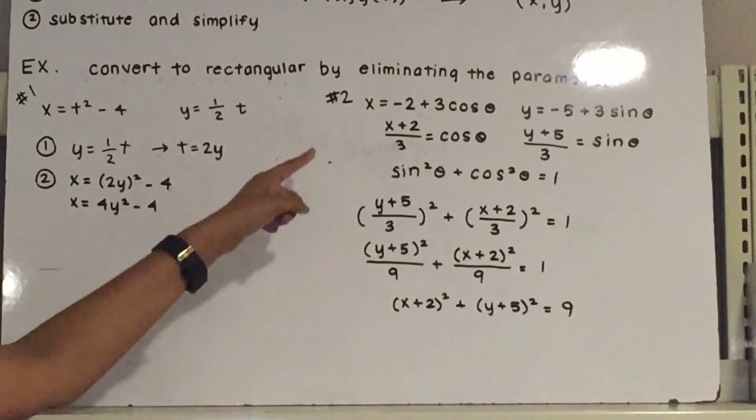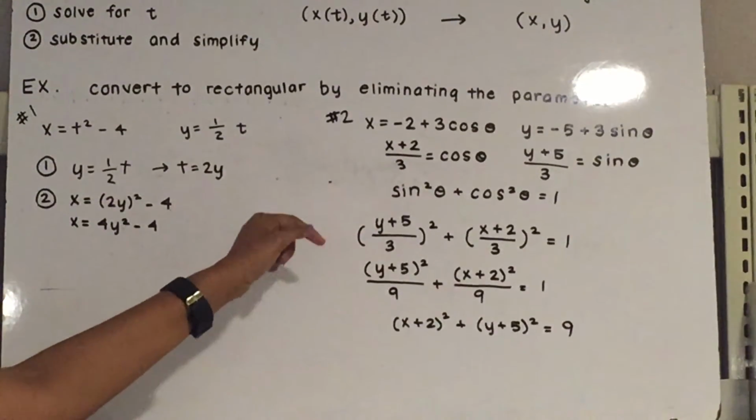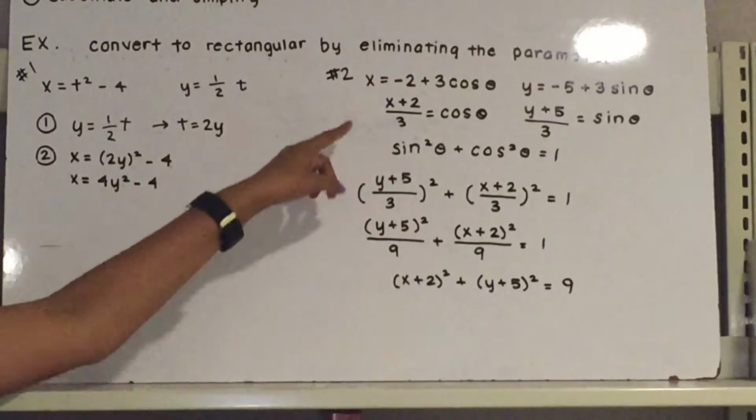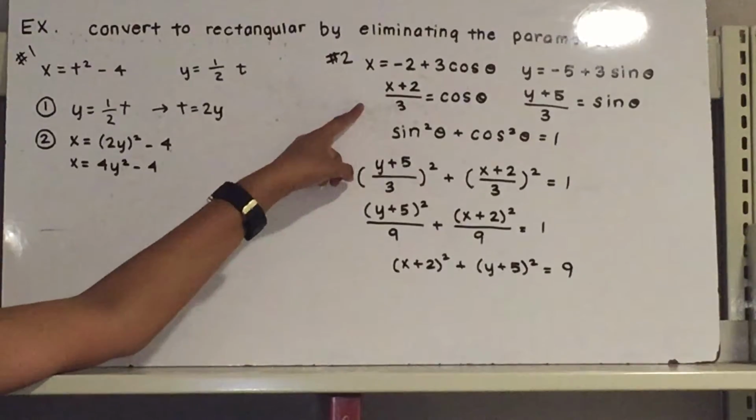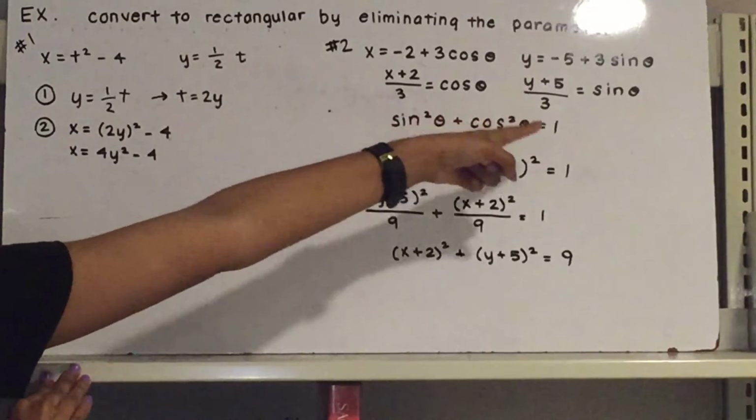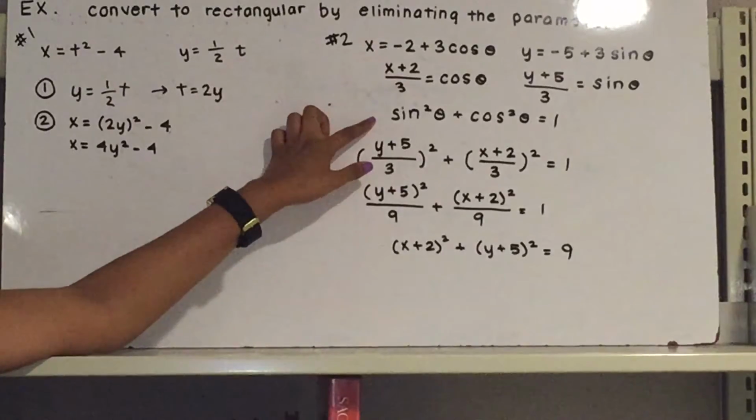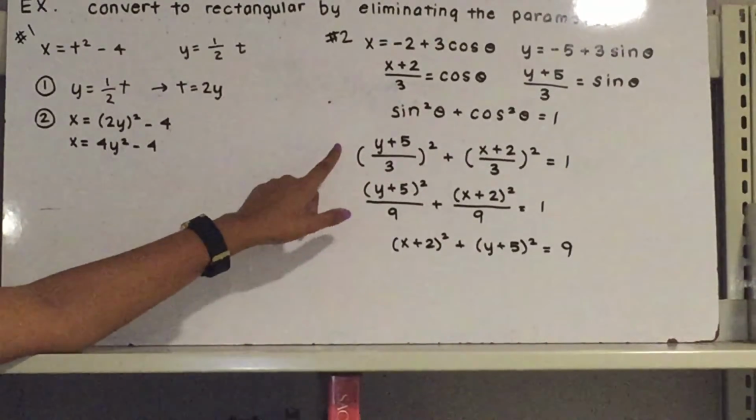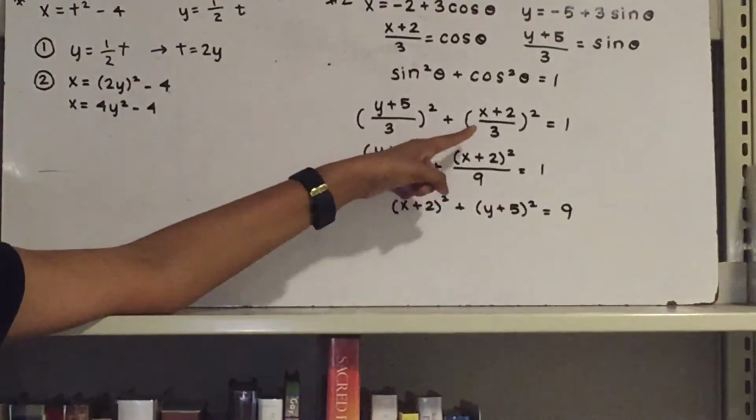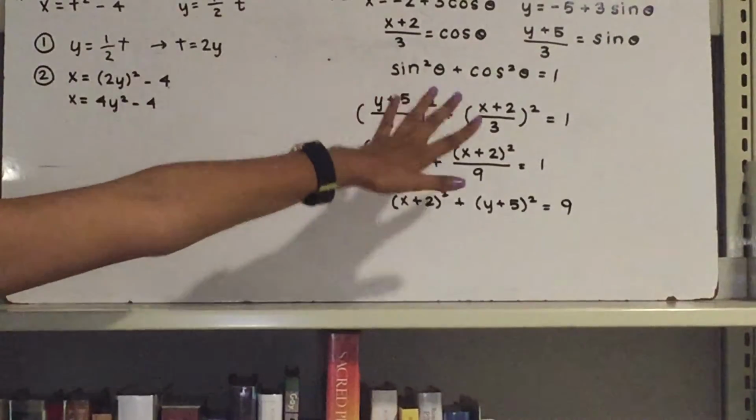For the second example, you have x equals negative 2 plus 3 cosine theta and y equals negative 5 plus 3 sine theta. The first thing you want to do is isolate cosine theta and sine theta. So if you add 2 and divide by 3, you get (x plus 2) over 3 equals cosine theta, and (y plus 5) over 3 equals sine theta. So you can use your Pythagorean identity, sine squared theta plus cosine squared theta equals 1. And from there you can get ((y plus 5) over 3) squared plus ((x plus 2) over 3) squared equals 1, because you plugged in for these values for sine theta and cosine theta.